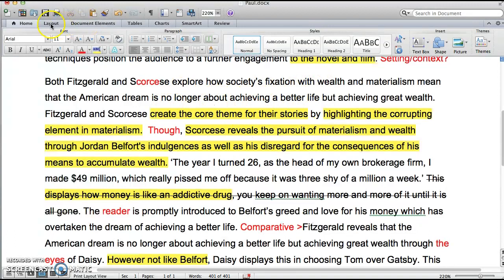Okay, so you need to go and fix that up, Paul, and you need to use this feedback so that your next main body paragraph is really well structured.